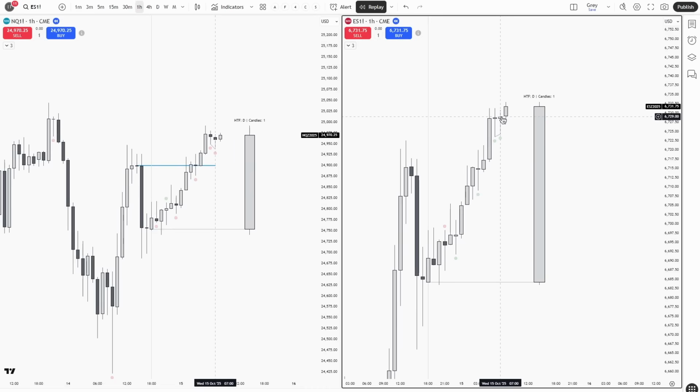So now we have a bullish candle on the ES, and on the NQ we have printed a bearish candle. So it means the ES is a stronger asset, and it is going to go to the Toronto liquidity much faster.